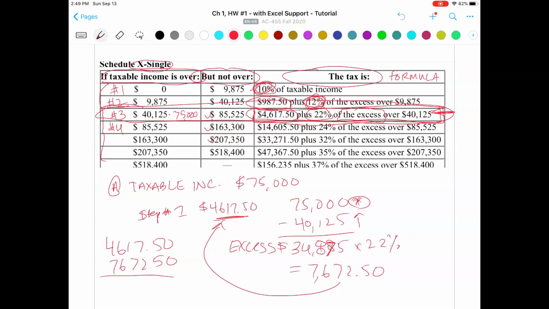I'm going to do it on my end just to re-emphasize that I'm not going to bother doing this in my head if I have a calculator, because we want to be accurate and we want to be efficient, okay? So feel free to use the calculator. $4,617.50 plus 7,672.5, and that gives me, it should be 12,290, I believe. I've done this problem now a couple times, so I should have this memorized. 12,290. This is the answer to part A, okay?